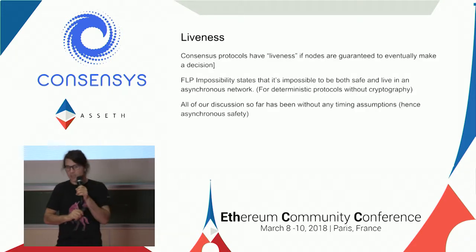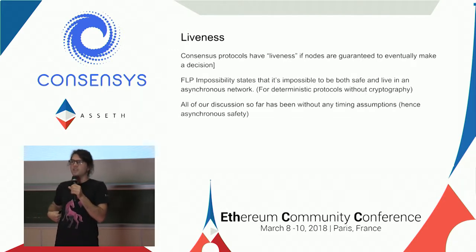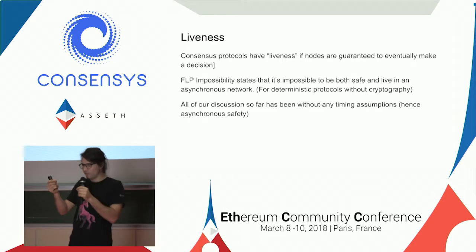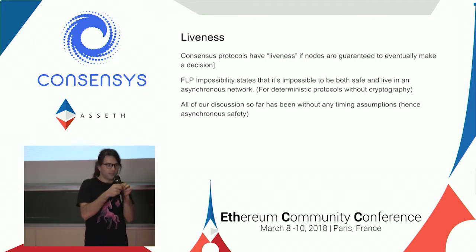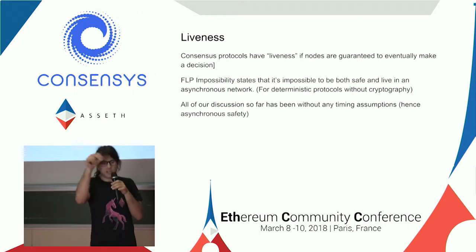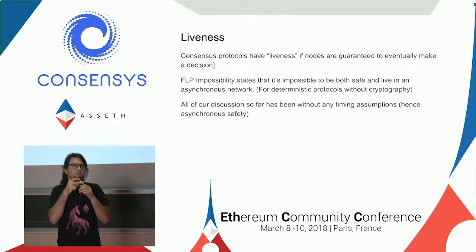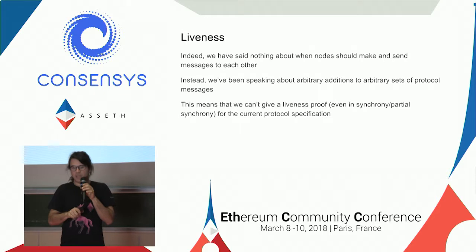So, somehow we want liveness in asynchrony, but FLP impossibility says we can't. And I kind of know we can't, because I can always find a protocol state which isn't safe, and then find a protocol state on the opposite value that isn't safe. So I know that I could be stuck forever if I allow any message arrival order.